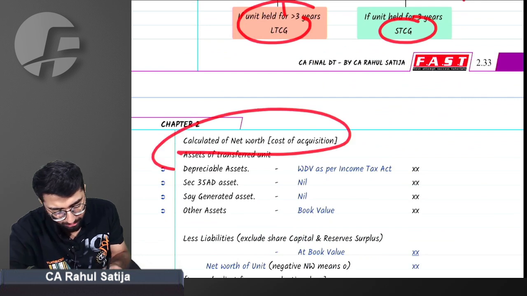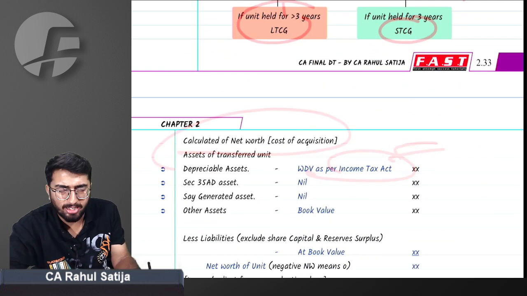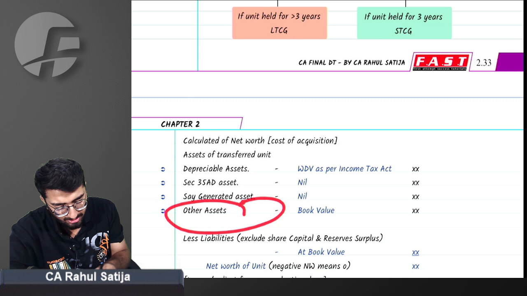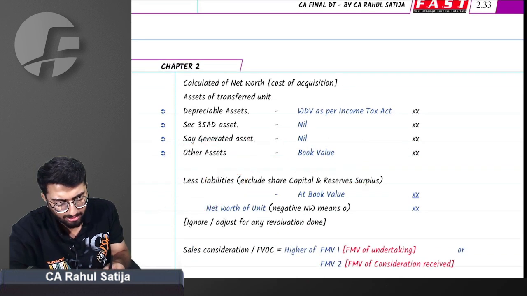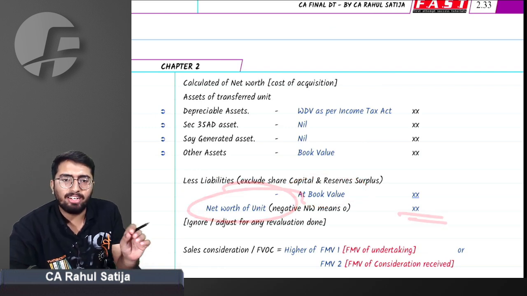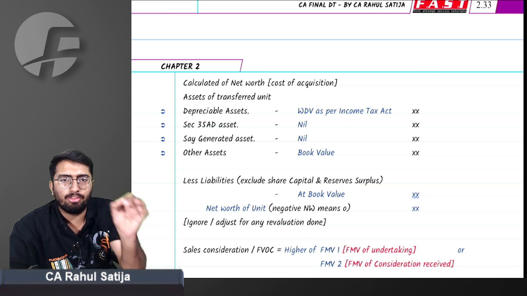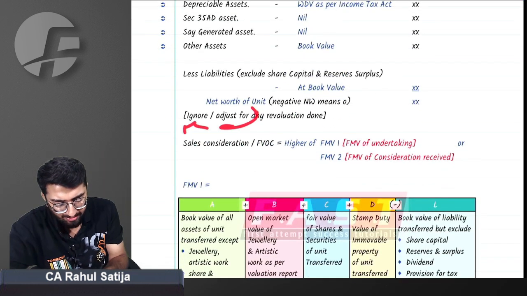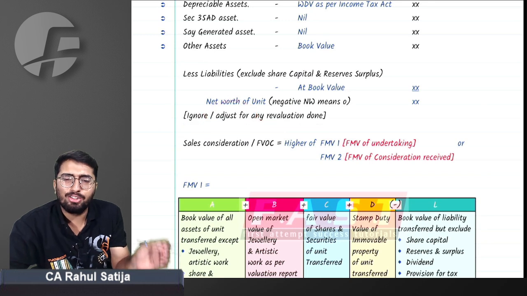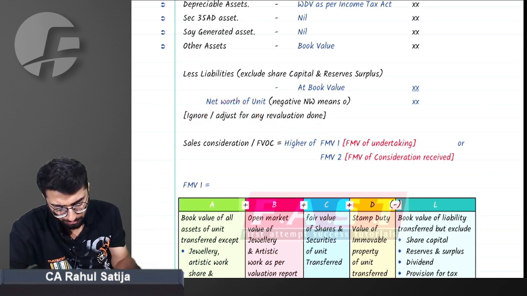How is net worth calculated? For depreciable assets, take WDV as per the Income Tax Act. For other assets, take book value, and for liabilities, exclude share capital and reserves, and take all the liabilities at book value. You will arrive at net worth. If net worth is negative, take zero. Cost of acquisition will be zero. Cost of acquisition can never be negative. Correct? Ignore any revaluation, or if any revaluation was already done, then adjust for it.